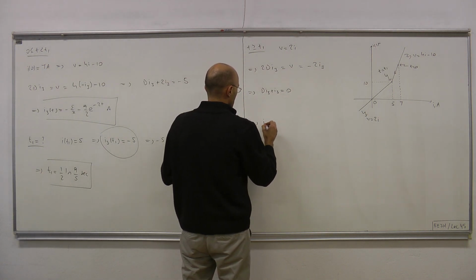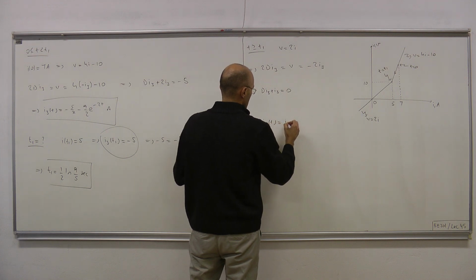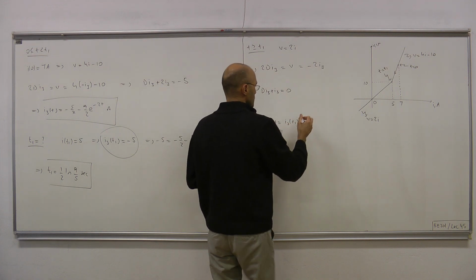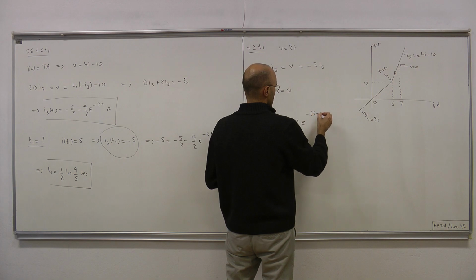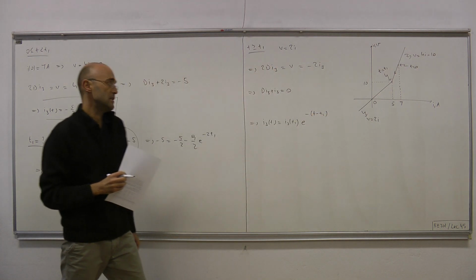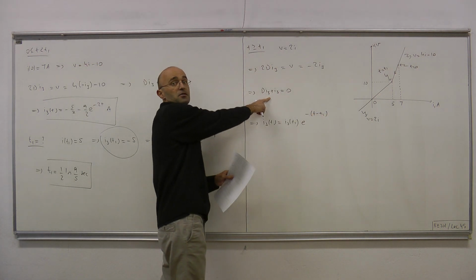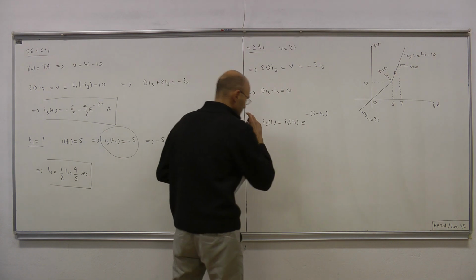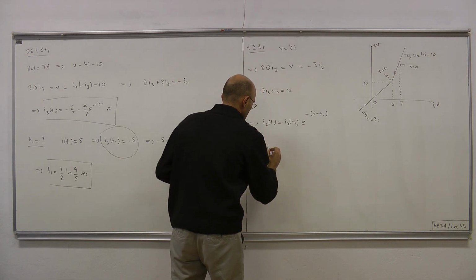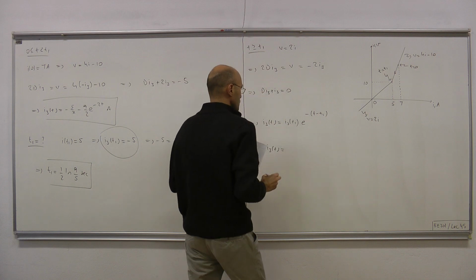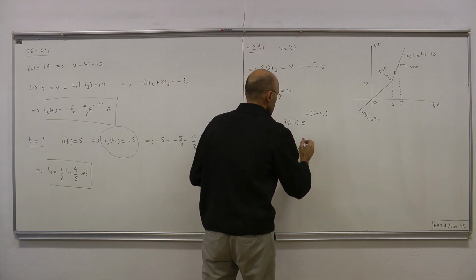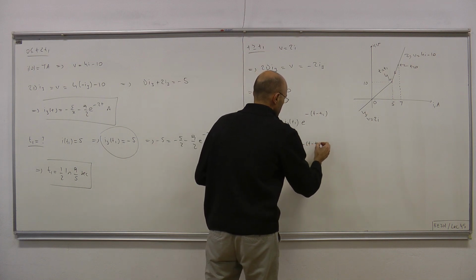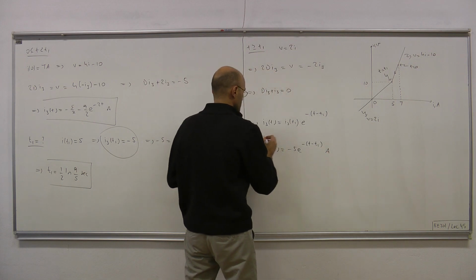So I3 of t equals I3 of t1 times e to the minus (t minus t1). The natural frequency now is minus 1. Therefore, I3 of t equals minus 5 e to the minus (t minus t1) amps.